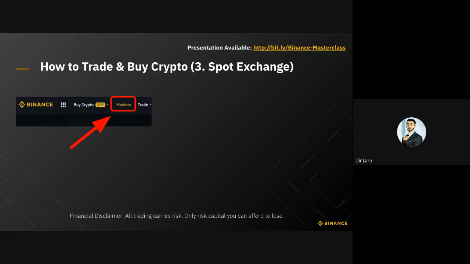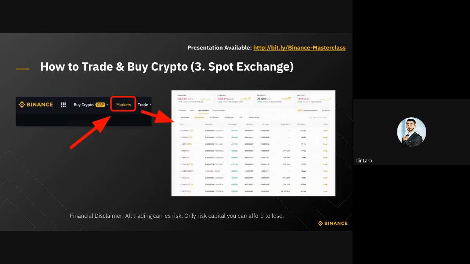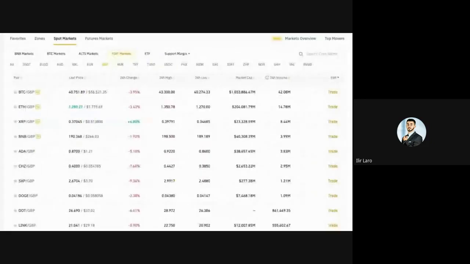It's a bit more sophisticated, so I definitely would recommend people to read more and watch more videos from other people as well. I'll just give a really top level summary. For trading and buying crypto using the spot exchange, you go on the navigation bar, click on markets this time, and you'll be directed to this page here. I'm going to zoom in so you can see it more clearly. There's a lot going on, I agree. I'm just going to go step by step on what to do.